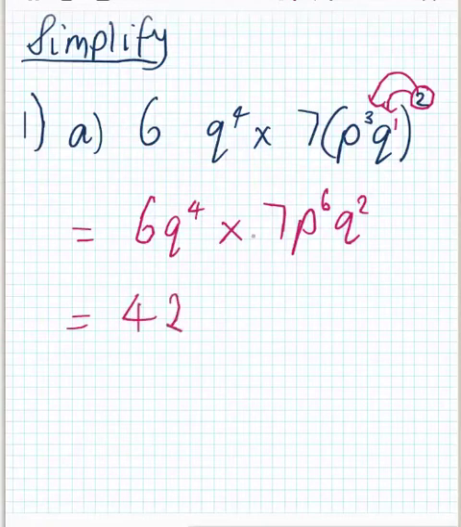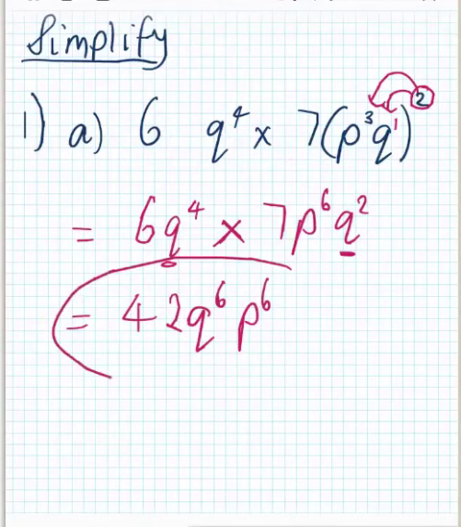And because we're multiplying and we've got algebra, we know the first index law: we add the powers of the same base. I've got a q here and a q there. q is the same base, so 4 plus 2 is 6. And p to the power of 6 just sits there. And that should have been your final answer.